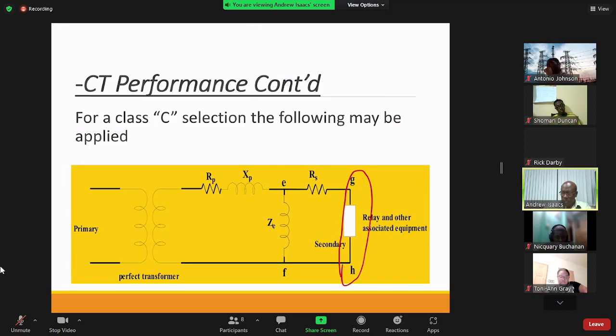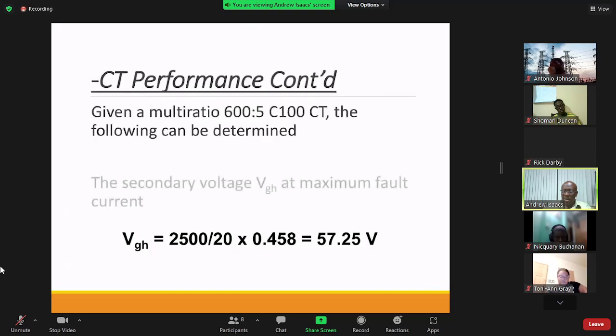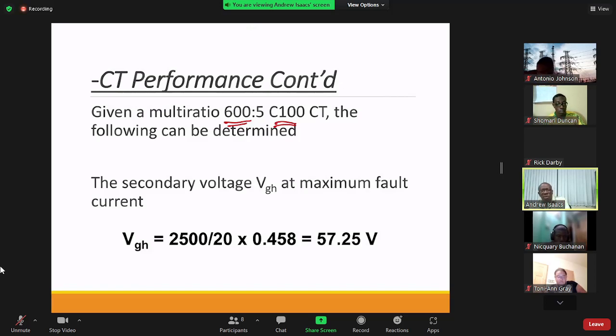The CT that we are using is a Class C100, 600 to 5 CT. So it's a multi-ratio 600 to 5 C100 CT. All right? And we are using the 0.458, because that would give us the lowest possible voltage, and if it can handle that, then we know we are okay.